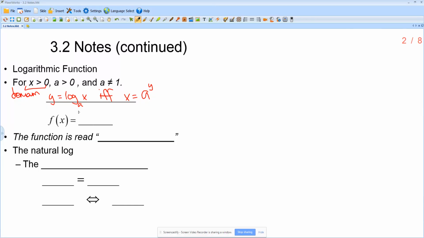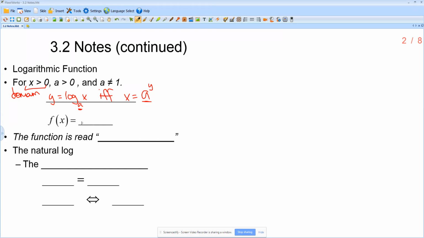So a couple things here. Notice these bases are staying the same. This is exponential notation. This is logarithmic notation. The bases are the same, but the exponent in an exponential function is the answer to a logarithmic function.